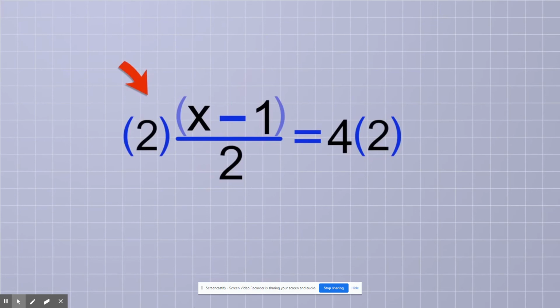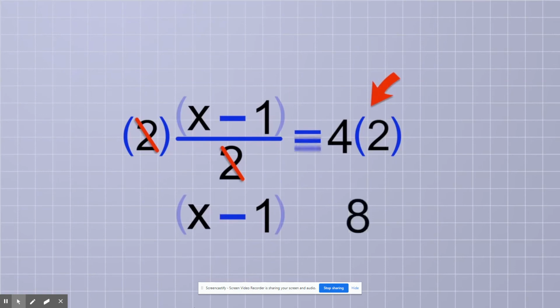On the first side, the 2 on the top and the 2 on the bottom will cancel out, leaving just our implied group, x minus 1, on that side. And on the other side, we have 4 times 2, which is 8.